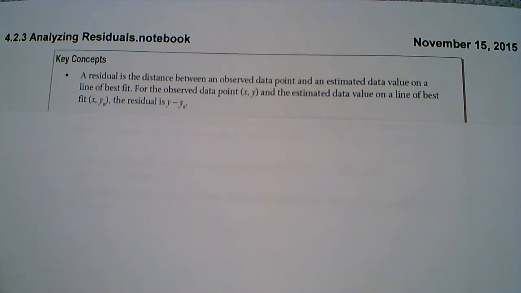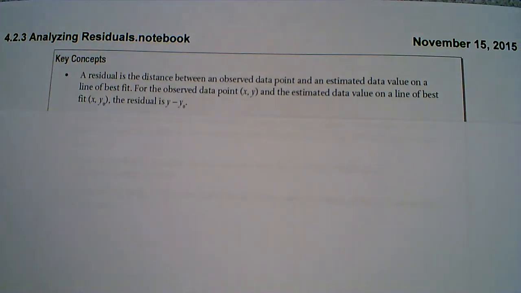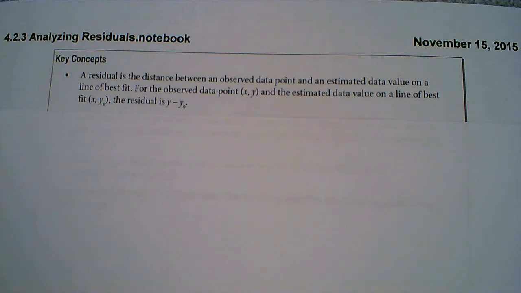All right, so let's talk about what a residual is. A residual is the distance between an observed data point and an estimated data value on a line of best fit. Sounds really confusing now, but before, when we were drawing a line of best fit, we were determining whether or not a line that we drew was a good fit for the data. Not every data point was on that line, if you recall. So if we measured the distance between the line and the actual data point, that distance is called the residual. That's all that means, because not every point ends up on that line.